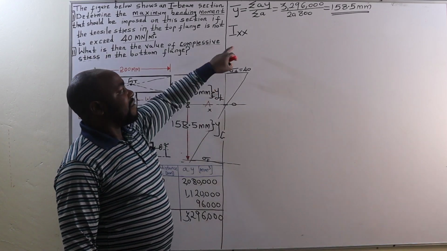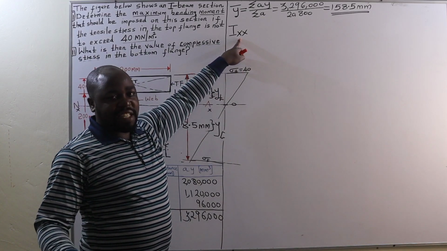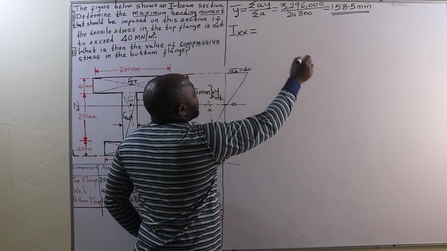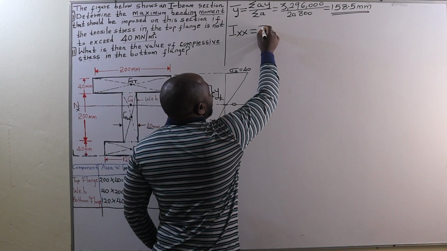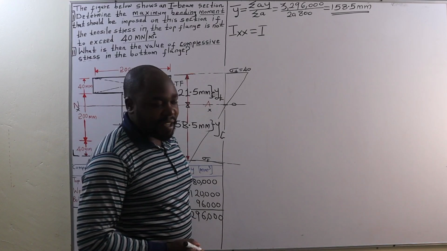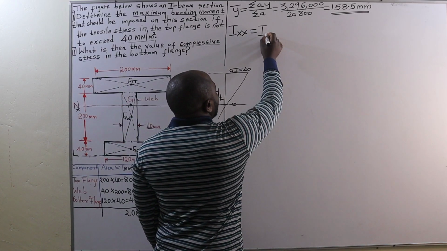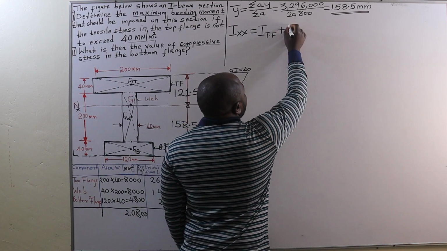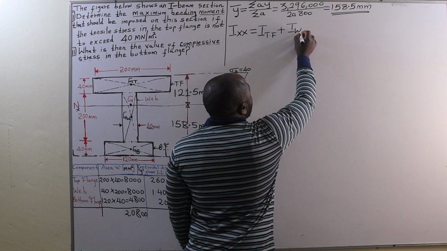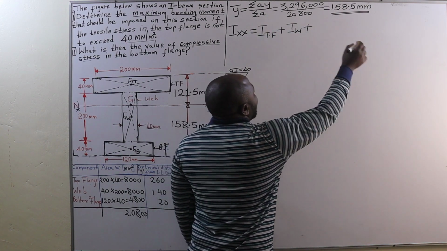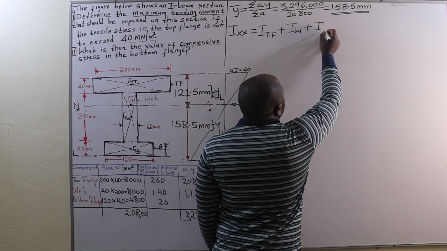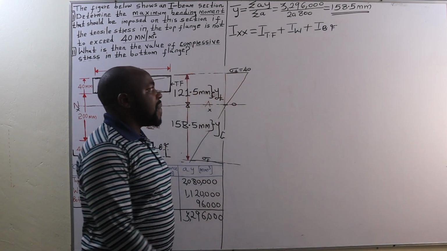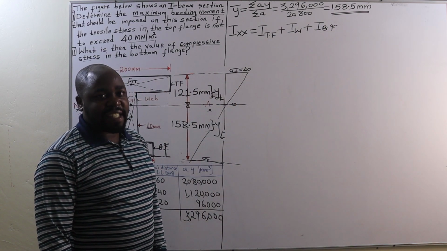Now, for us to get the value of moment of inertia about the x-axis or the neutral axis, we are going to calculate the moment of inertia of the top flange about the neutral axis. We add that to the moment of inertia of the web about the neutral axis, and we also add that to the moment of inertia of the bottom flange about the same neutral axis.